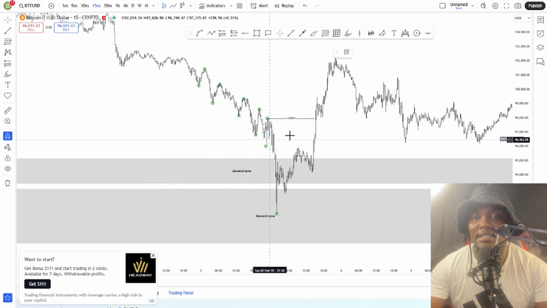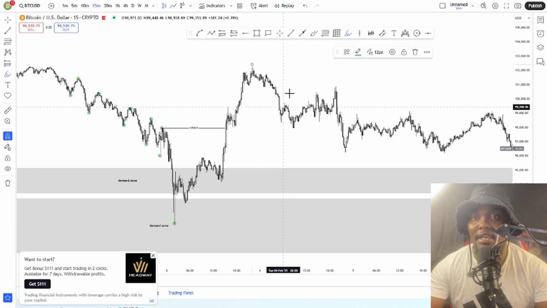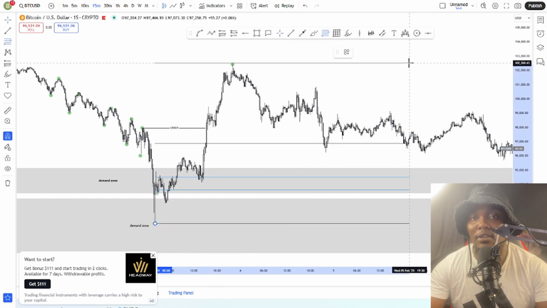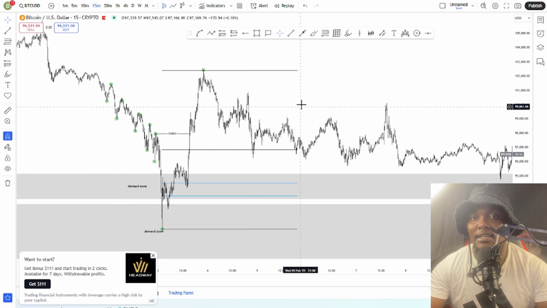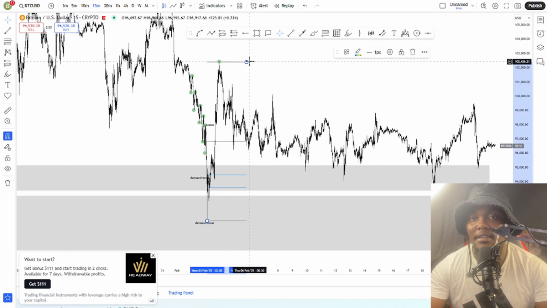So after having that internal change of character, we already know that this is our highest point. So this is our high here, then we have this low here. So we can just use our Fibonacci tool from the low to the high, just like that. Then we can just zoom out so that we can get to understand what's happening in this market here.